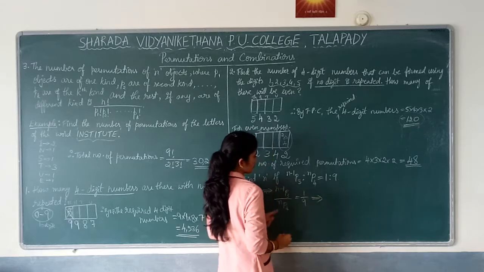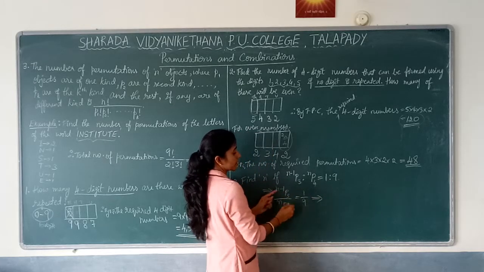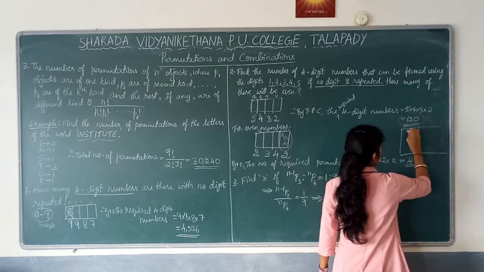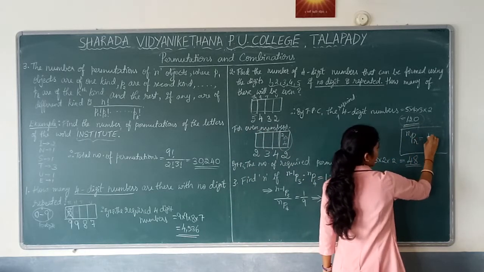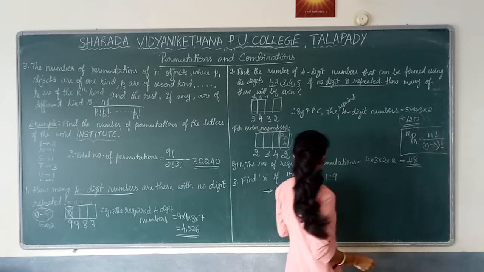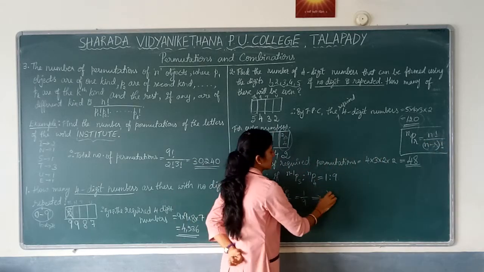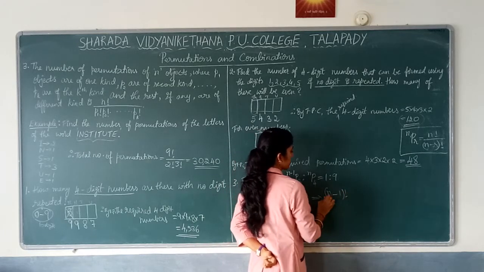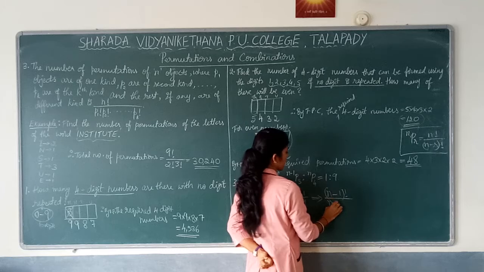Now, this implies, use the formula here, (n minus 1)P3. What formula is it? nPr. What is the formula for nPr? It is n factorial divided by (n minus r) whole factorial, right? The same formula I use here. I'll get (n minus 1) whole factorial divided by (n minus r).